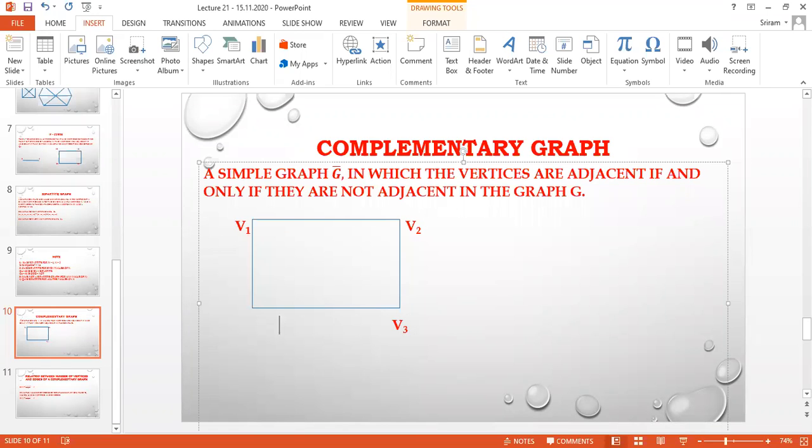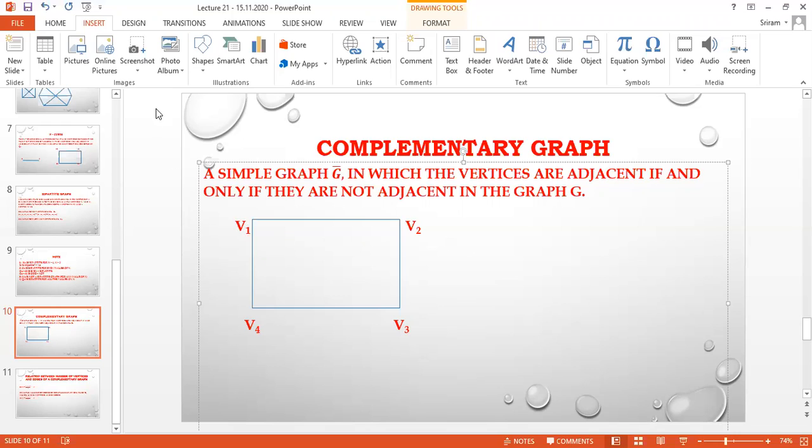And here is V4. Okay. Here, I have a connection from V1 to V2, from V2 to V3, from V3 to V4, and from V4 to V1. The meaning of complementary graph is that I should not have this same graph.